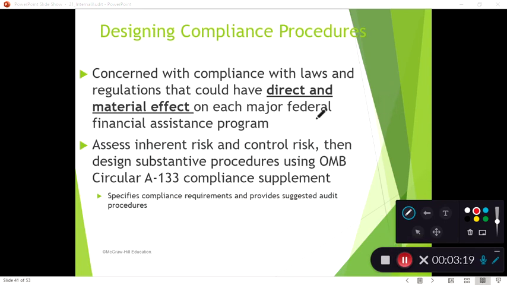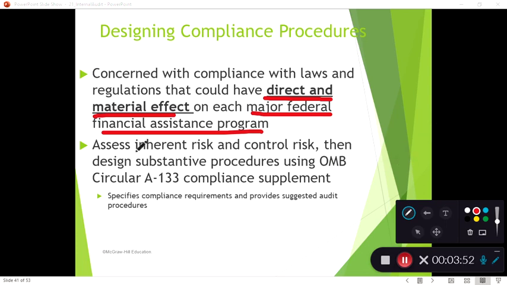Okay, just like before, we're concerned with compliance around direct and material effects, but now it's on the major federal assistance programs, right? Whereas before, under GAS, it was direct and material effect on the financial statements. Now it's on each major assistance program. So the materiality isn't for the firm as a whole. The materiality is determined based on each program. So each program might have a different level of materiality based on how large it is, right?